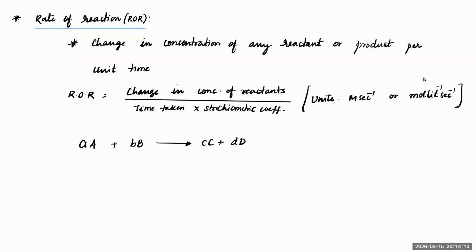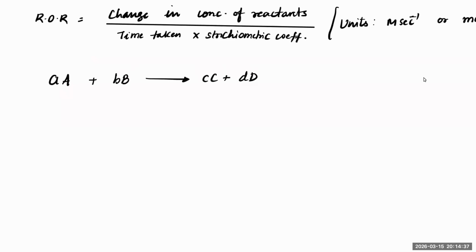So any change in concentration of the reactant or a product with respect to time is what we call rate of reaction, right? So you can say change in concentration of a reactant by time taken. But at the same time, we usually use the stoichiometric coefficient along with it. So the units are molarity per second or mole per liter per second. Okay. So why is this stoichiometric term coming?